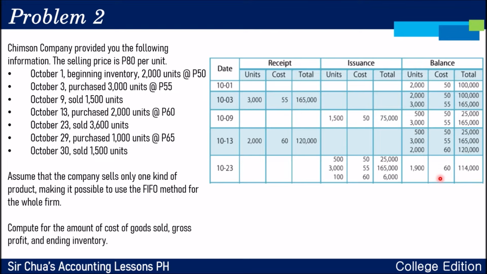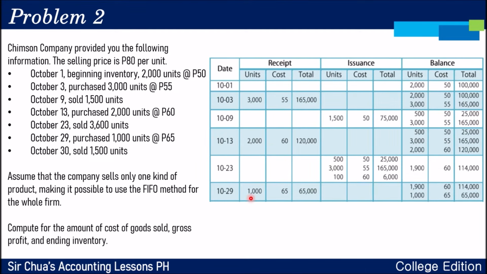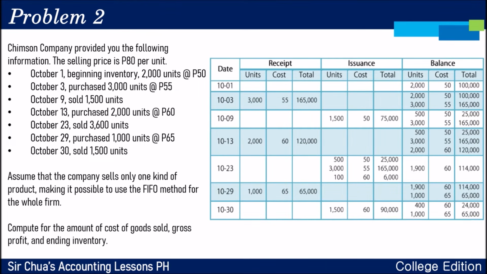Okay? Then, same drill. O, di nag-purchase uli ng 1,000 units nung October 29. Dalawa na yung uri ng inventory mo ngayon. Isang 1,900 at 60 pesos at saka yung recently purchase mo na 1,000 at 65. Tapos nagbenta ka ngayon ng 1,500 units. Since sufficient po yung 1,900 para makover yung 1,500, dun mo siya kukunin, yung 60. Okay? So, 1,900 minus 1,500, 400. Yung 1,000 na binili mo noong October 29, hindi pa po nagagalaw. Yun po yung 1,000 times 65.